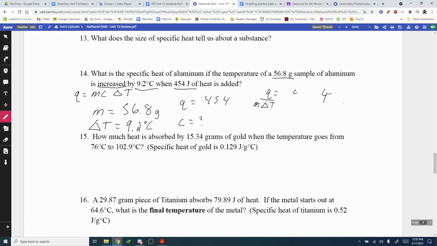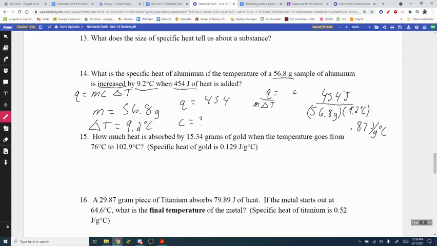So it's going to be 454 joules divided by 56.8 grams times 9.2 degrees Celsius. And we get 0.87. Now, since none of these units cancel out, we are going to use all of them. So our unit for C is joules per grams degrees Celsius. There we go.